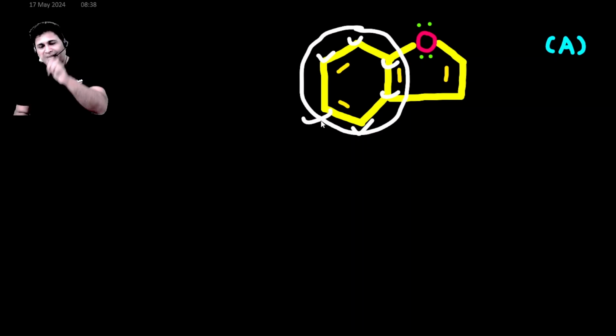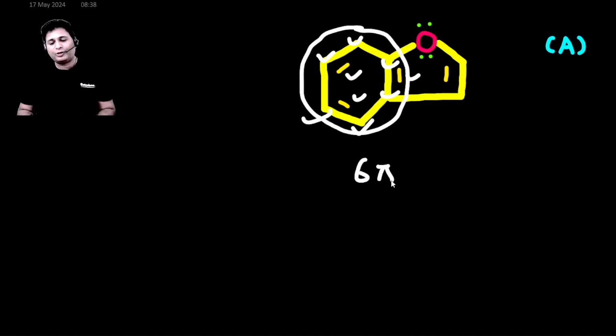So there is a cyclic conjugation, and as you can count, there are 3 pi bonds, and each pi bond contributes 2 pi electrons. So overall there are 6 pi electrons in the ring in cyclic conjugation. So again it's an aromatic ring, an aromatic cycle. So 2 aromatic rings you have already found.